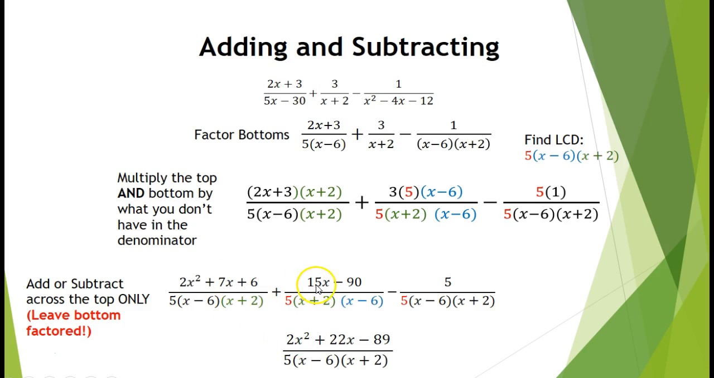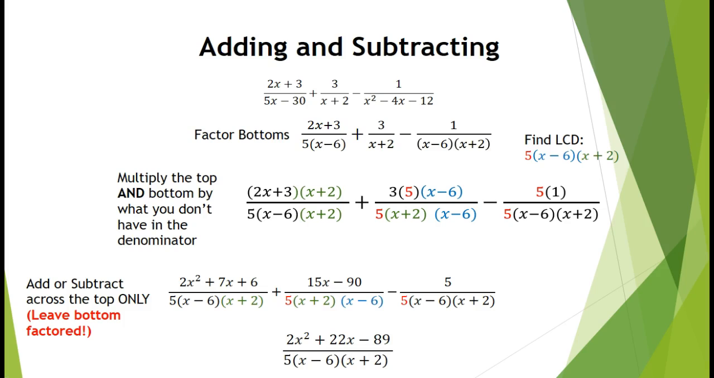I have 7x plus 15x, that's 22x. And I have 6 minus 90 minus 5, that's 89, and this is my answer. Again, you'll notice that I did the indicated operations in the numerators, but left the denominator factored.